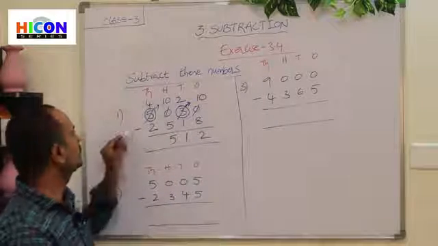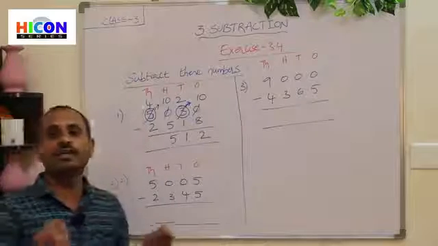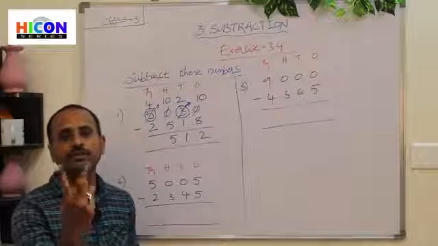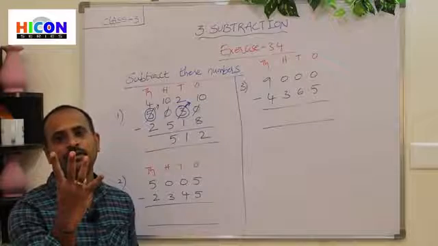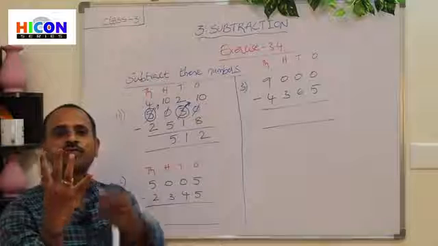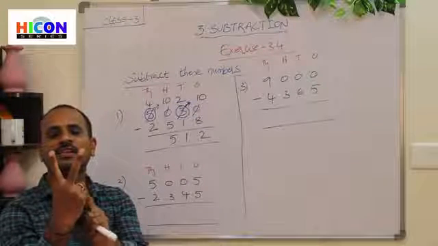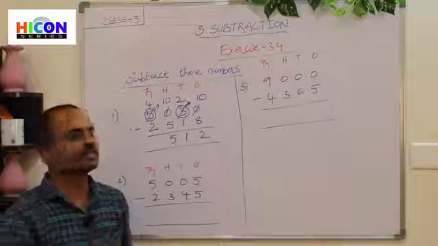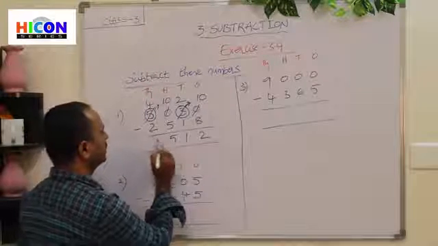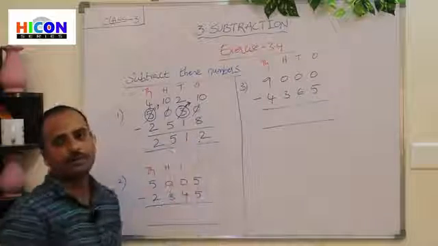Next go to thousands place. What is the first number? 4. And what is the second number? 2. So open 4 fingers of your hand. 1, 2, 3, 4. What is the second number? 2. So close 2 fingers among these 4 fingers. That is 1, 2. Children, how many fingers are remaining? 2 fingers. So write 2 here. So children, this is the answer, 2512.